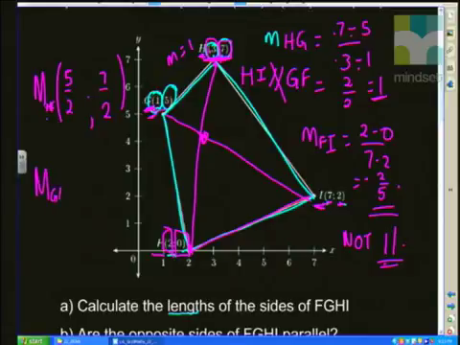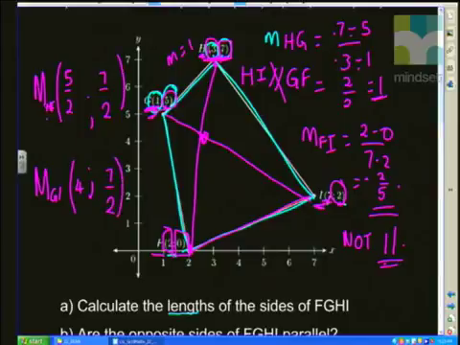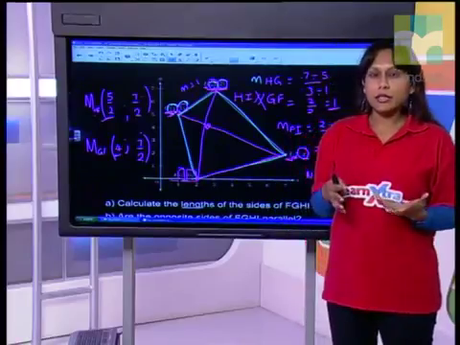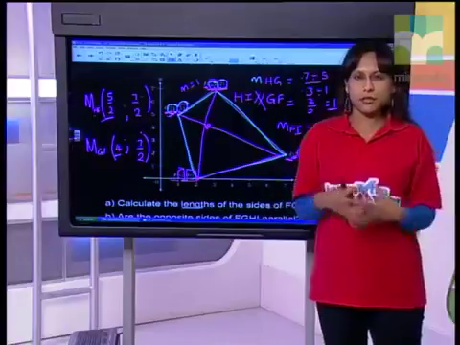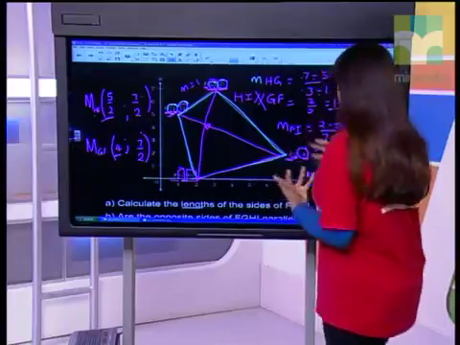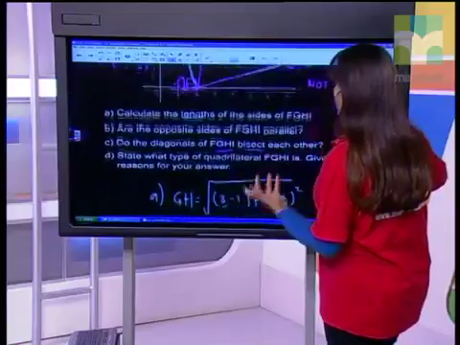Midpoint of GI, it's going to be 1 plus 7, which is 8, divided by 2, which is 4. And then it's going to be 5 plus 2, which is 7, divided by 2. Okay, so they've got the same y coordinate, but they don't have the same x coordinate. So in other words, the midpoints are not the same. Therefore, we can say that these lines do in fact not bisect each other. So the diagonals do not bisect each other. Therefore, they do not have the same midpoint.